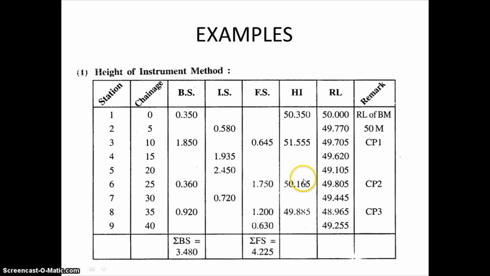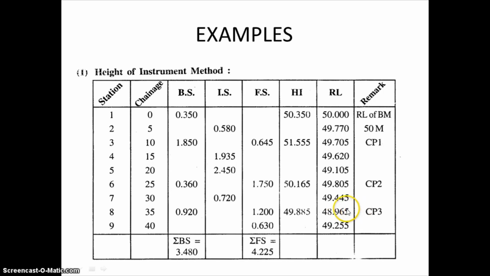And once you get new HI, the same way you have to do the same procedure. Your IS value for station number 7 is 0.720; you will deduct this value from HI value 50.165. You will get RL of station number 7, 49.445. Then you have to take 1.200 foresight value. You have to again deduct it from new HI 50.165. You will get 48.965 for station number 8, RL of station number 8.